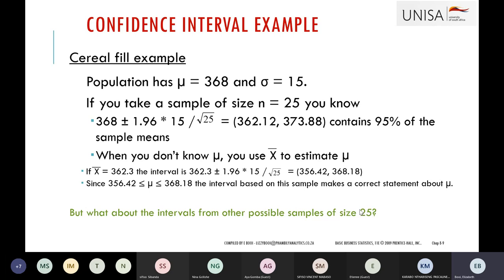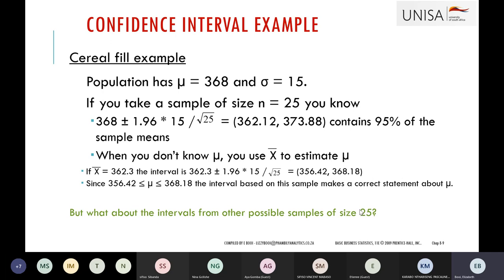Remember here, I'm talking about the population. So if I have the population, and I am calculating the confidence interval based on the population, then I will have my point estimate for the population, which will be 368 plus or minus my confidence level, which is that 95% confidence level. We use that 95% confidence level to find that critical value, which I will tell you about just now. But for now, take the confidence level and multiply it with the standard error.